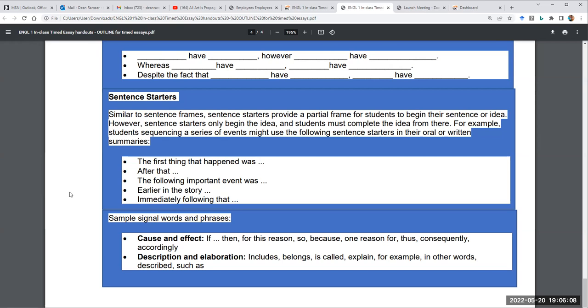Signal phrases are those, they're kind of like prepositional phrases. They're before the key piece of evidence or example or anecdote that you want to use. And they tell the reader that this information coming up is important. And the signal phrase characterizes in sort of a general sense something about that piece of evidence.